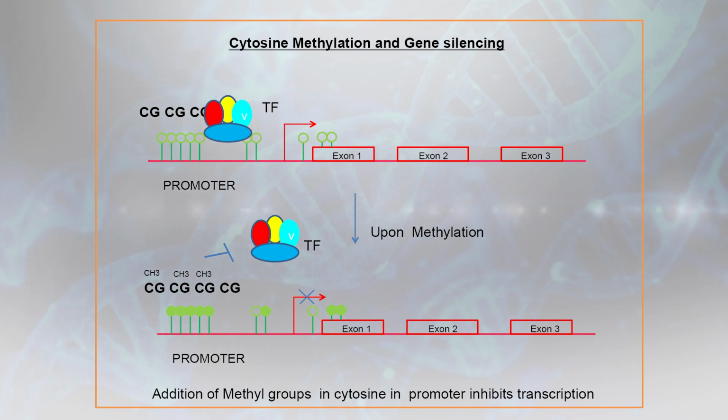If these CGs are methylated, then transcription factors, which I have written as TF, cannot come and sit. If the transcription factors cannot sit, then transcription won't happen. So methylation basically silences gene expression. At the promoter region, the methyl group suppresses the RNA polymerase from coming and sitting here by recruiting some suppressive complex proteins.